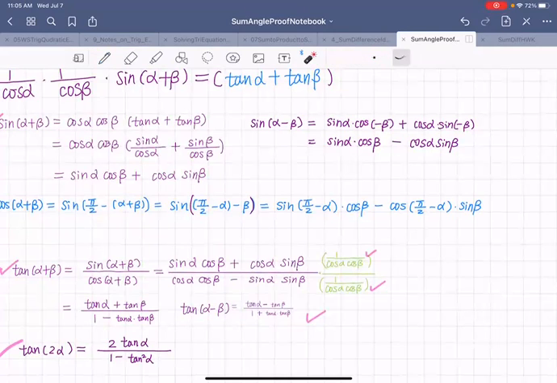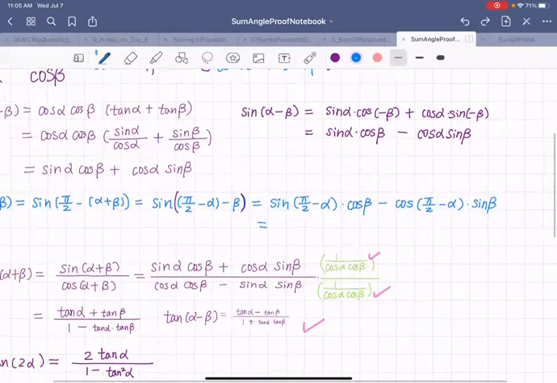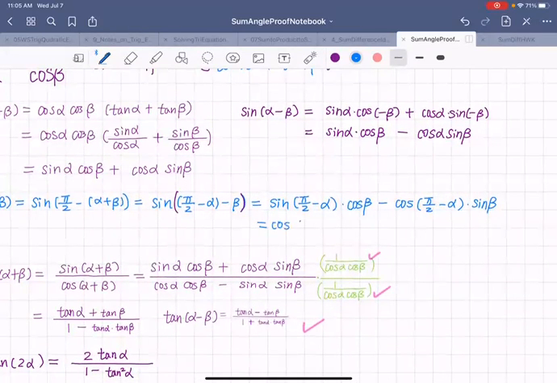Okay. How much is this? Cofunction. Cosine alpha? Cosine alpha. How much is this? Sine alpha? Okay.